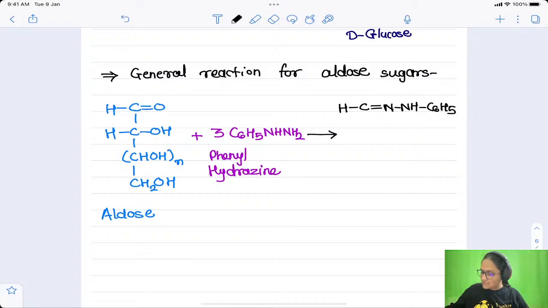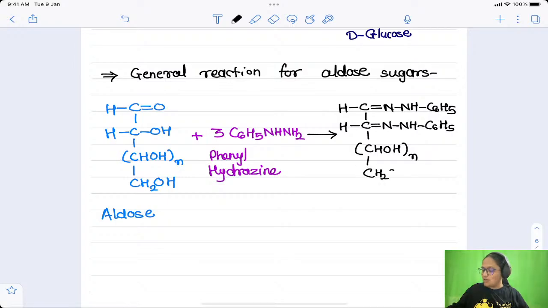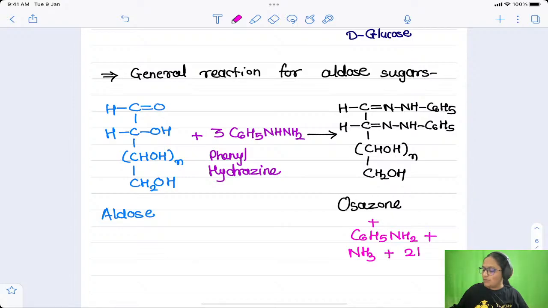C6H5, and again this is also converted to the same N NH C6H5. Then the rest of the structure remains unchanged. So again I will write CHOH inside the bracket, n, and CH2OH. This structure is not going to change. So this is how we are getting the osazone formation. Byproducts will be the same: one aniline molecule, C6H5NH2, plus one ammonia molecule and two water molecules.